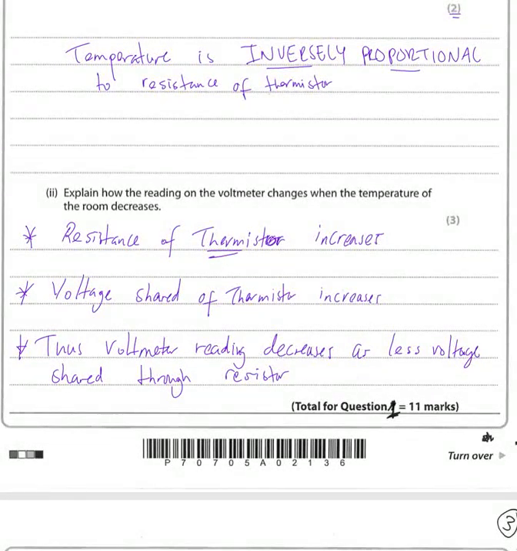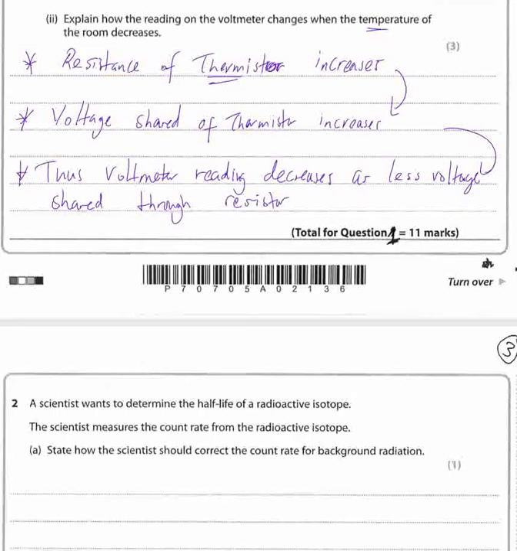Okay, so here we go. First of all, when temperature decreases, the resistance of the thermistor increases. When this increases, this will cause the voltage shared across the thermistor to increase, and therefore this causes less voltage through the resistor, decreasing the reading in the voltmeter. That's how we are going to get our marks.